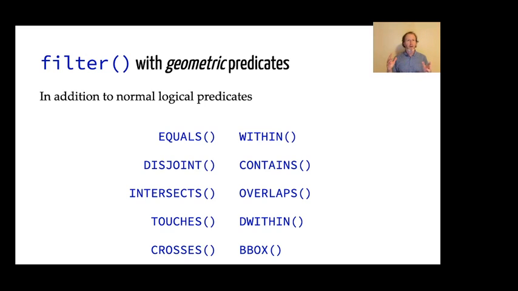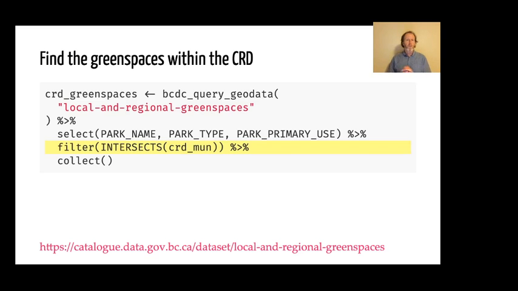And so what I want to do now is show you how we can take that CRD municipalities object that we just created, which shows just the municipalities within the Capital Regional District, and use that to get all of the green spaces, the parks and protected areas that are within that regional district, using these geometric predicates. So I'm not going to show you the catalog record for it right now, but there's a record of local and regional green spaces.